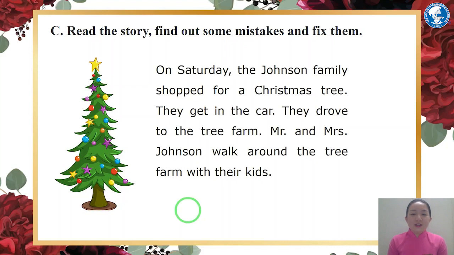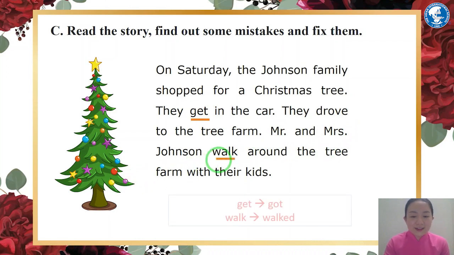On Saturday, the Johnson family shopped for a Christmas tree. They get in a car. They roll to the tree farm. Mr. and Mrs. Johnson walk around the tree farm with their kids. Can you find out a mistake for me? Here, the first one. They got, not they get. Next. Here, the Johnson walked, not walk. Next.